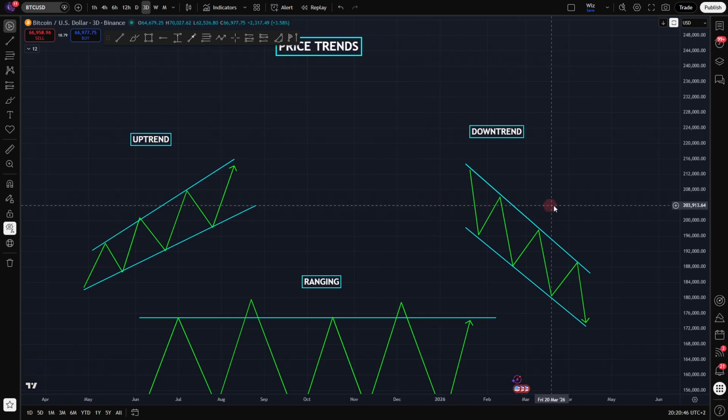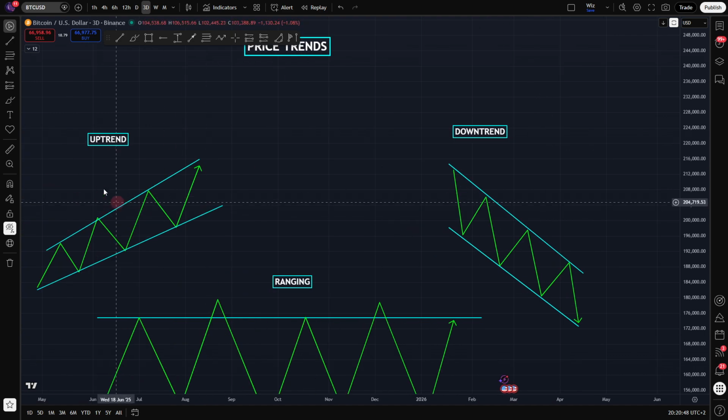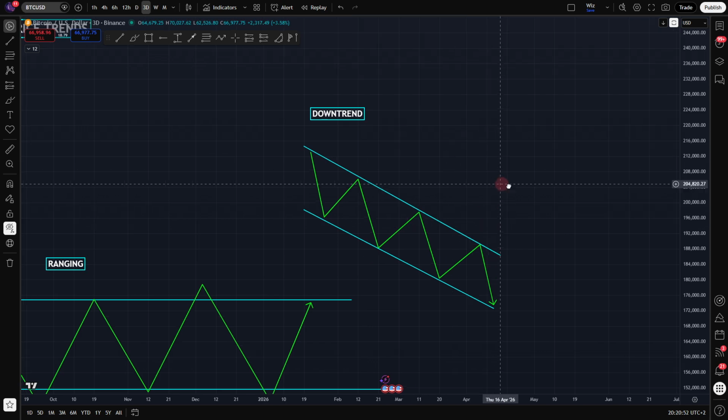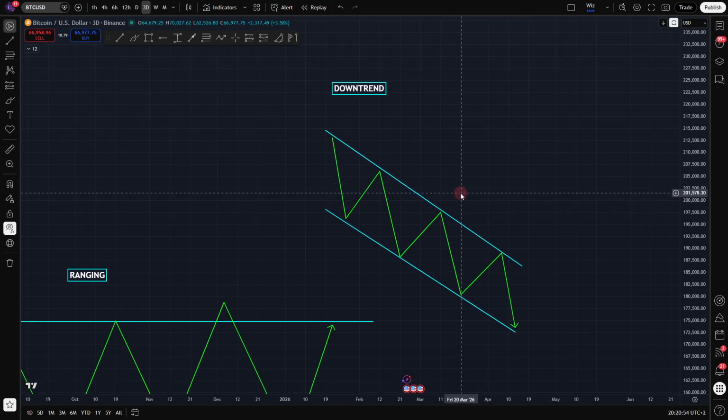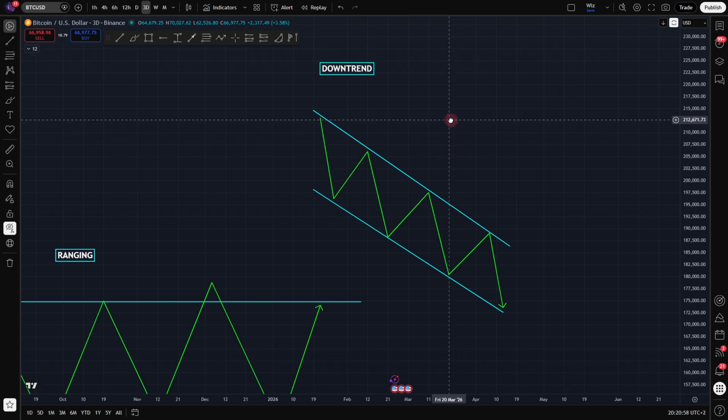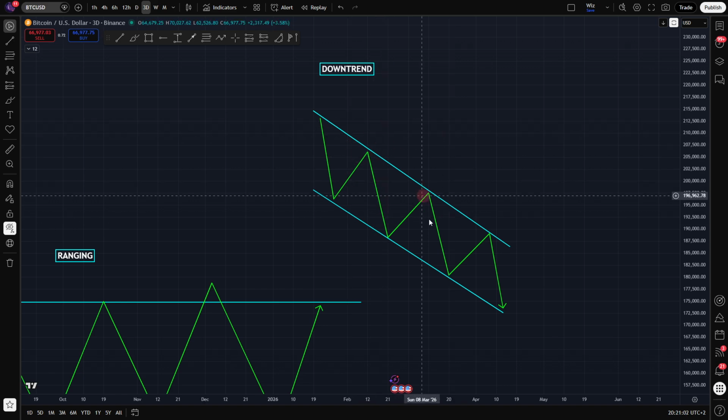Let's see, when does the bullish structure break? It's when the downtrend begins. A downtrend is the opposite of the uptrend. Price is generally moving lower. It is defined by lower lows and lower highs.